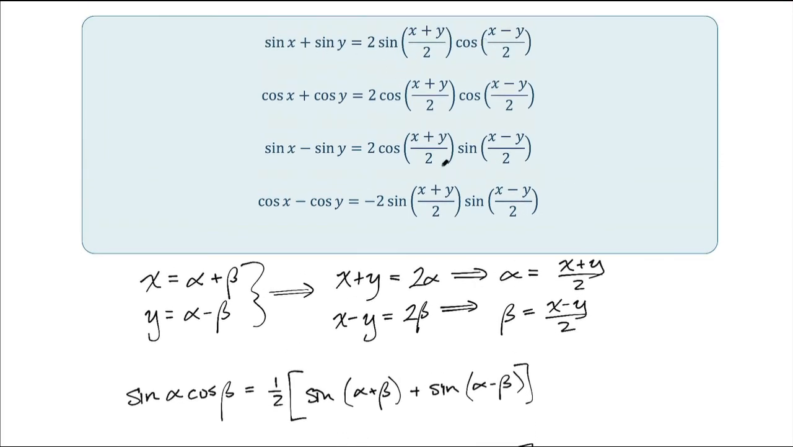So all of these are done in similar ways where we actually look at the product to sum identities with the cosines, cosine times cosine and cosine times sine and so on. And so these are all derived in a similar manner.